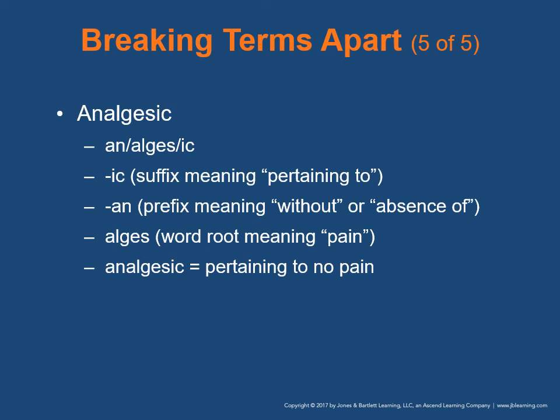And analgesic. Analgesic. So the ic is the suffix meaning pertaining to. An is the prefix meaning without or absence of. And algis is the word root meaning pain. Analgesic is pertaining to no pain.